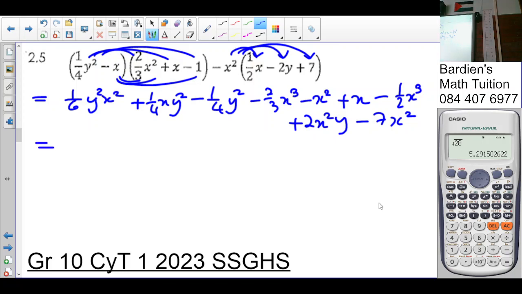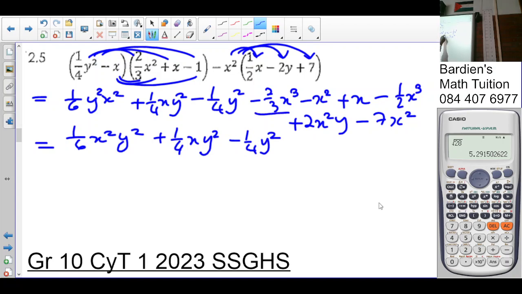So of course now I'm going to look for like terms. So x squared y squared, let's start here. There's no other x squared y squared, so that remains 1 over 6 x squared y squared. Is there an xy squared? No. So that remains a quarter xy squared. Is there a y squared there? No. So it's negative a quarter y squared. Is there x cubed? Yes. So negative 2 over 3 x cubed minus a half x cubed is going to give you negative 4 over 6 minus 3 over 6, which is negative 7 over 6 x cubed.